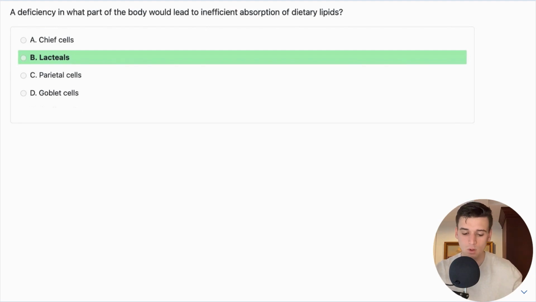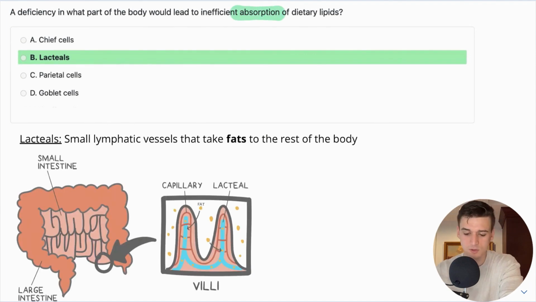A deficiency in what part of the body would lead to inefficient absorption of dietary lipids? With the key word here being absorption, the hallmark of the small intestine. And so yes, indeed, we are talking about absorption in the small intestine, but more specifically, we're talking about dietary lipids. We're talking about absorption of fats. And the structure that's going to be doing that for us is the lacteal.